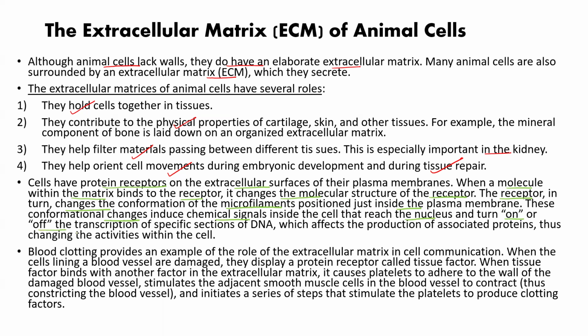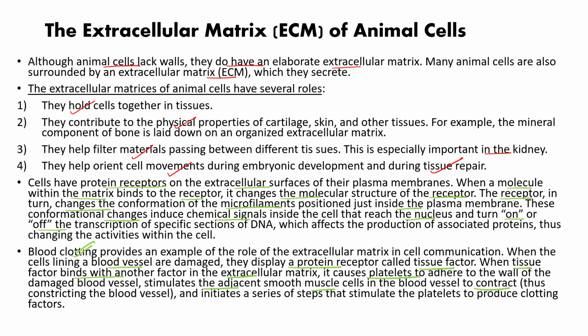This change in the microfilament can induce a chemical signal which reaches the nucleus to turn the particular gene transcription on or off. You can understand this by taking the best example of blood clotting. Whenever a cell lining the blood vessel is damaged, it will display a receptor, that is tissue factor. When tissue factor binds with another factor in the extracellular matrix, it causes platelets to attach to the wall and makes the adjacent smooth muscle cells contract, initiating the process which leads to blood clotting. So this is the way the extracellular matrix helps.